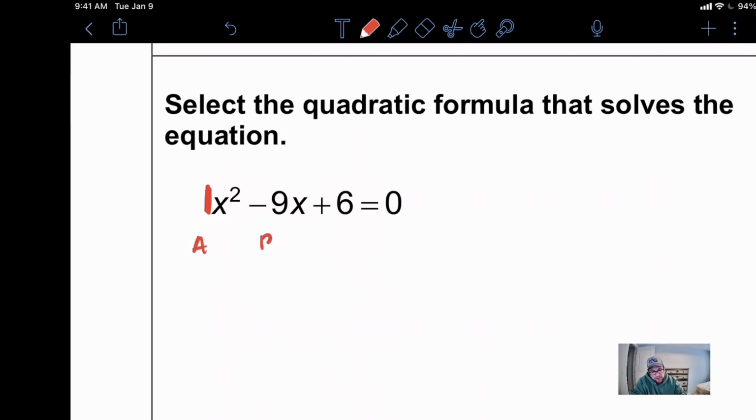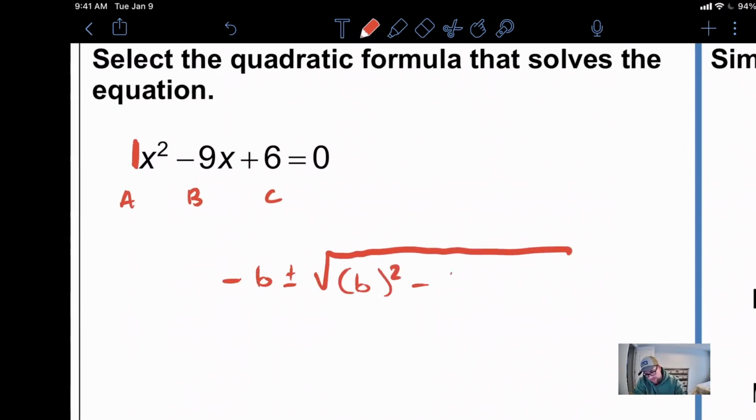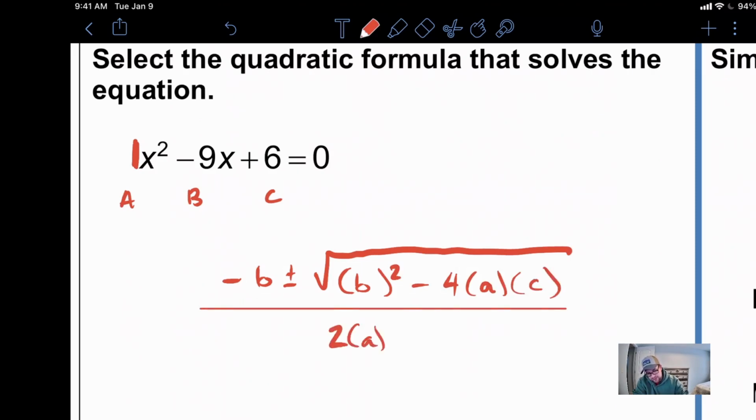So a would be 1, b would be 9, and c would be a positive 6. So going into the quadratic formula, negative b plus or minus the square root of b squared minus 4 times a times c all over 2a. Now coming over here, let's just plug in our values.